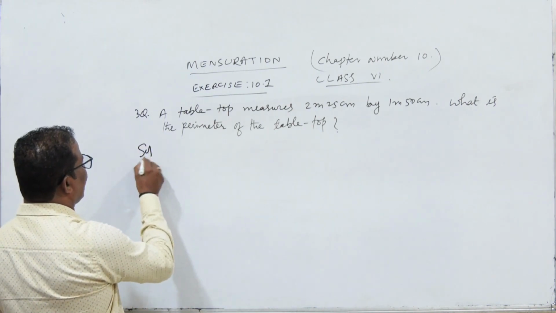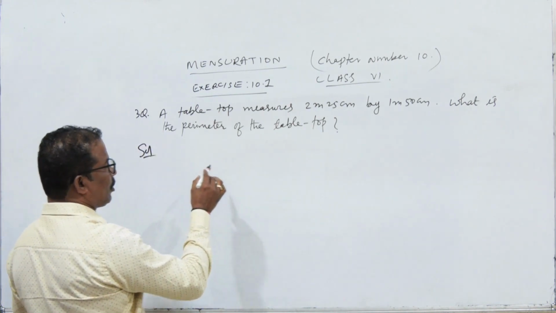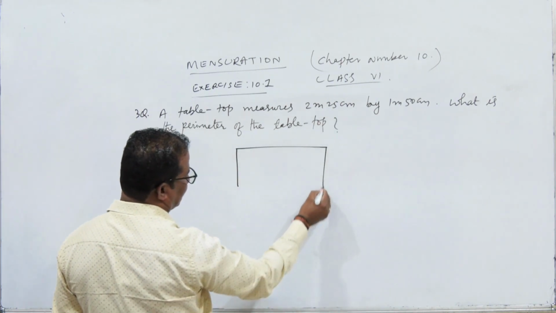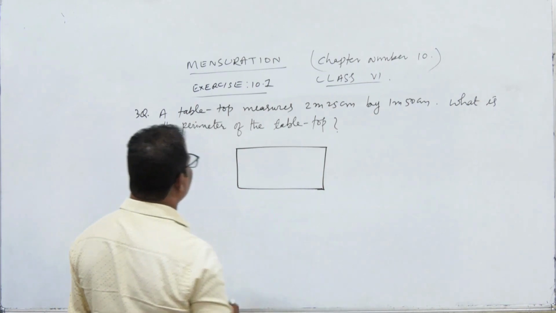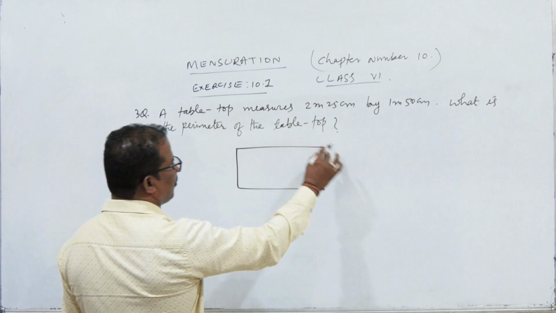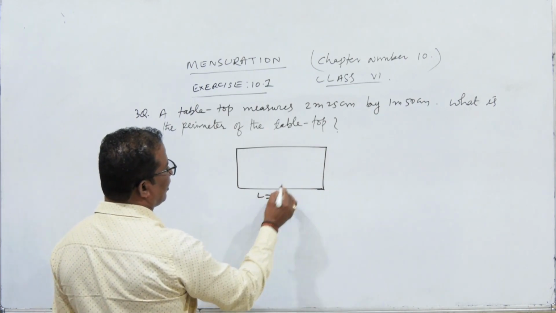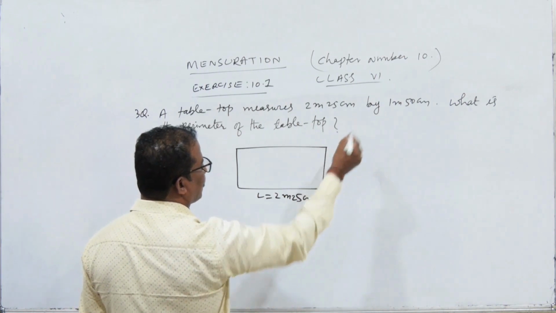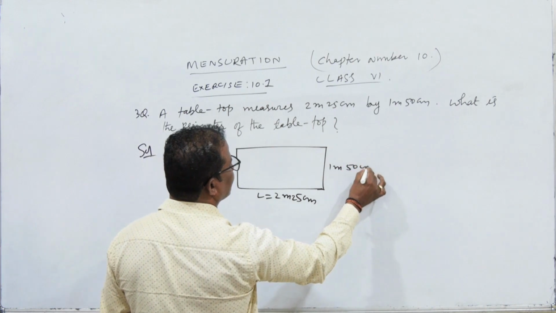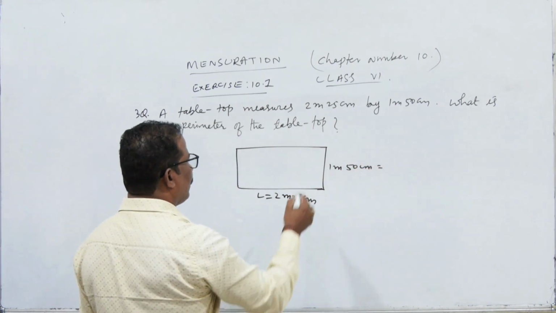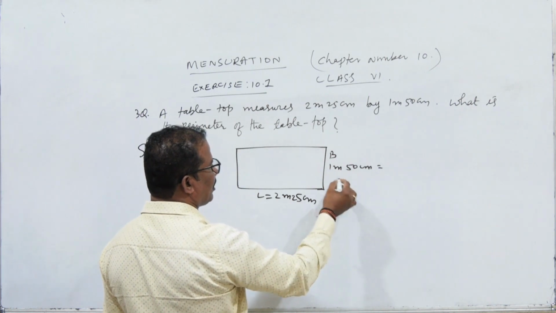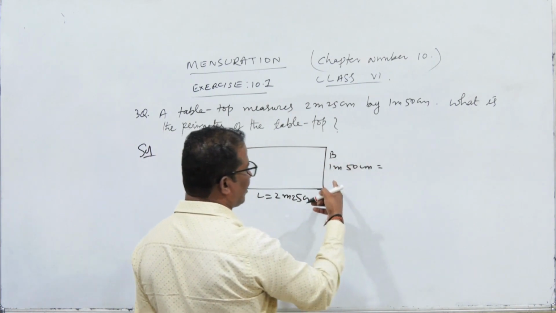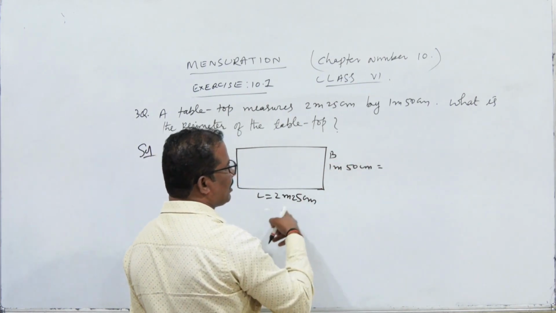So in the solution, as we know, the tabletop is in the shape of a rectangle only, because in this case length and breadth are different. For this rectangle, the length is 2 meter 25 centimeter, and the breadth is 1 meter 50 centimeter. First of all we need to change this meter and centimeter into one unit, either in meter or completely in centimeters. So now we are going to convert the breadth and the length into meter only.